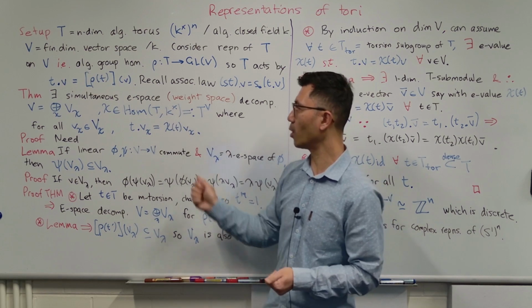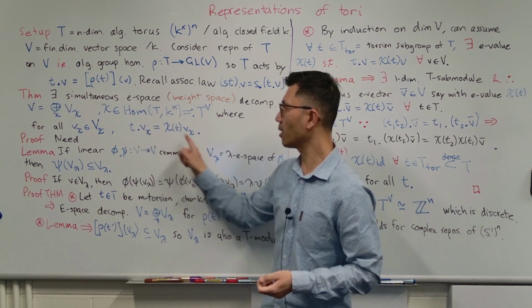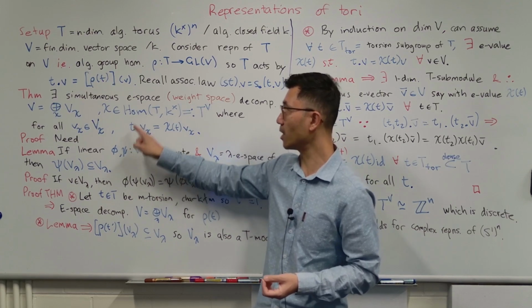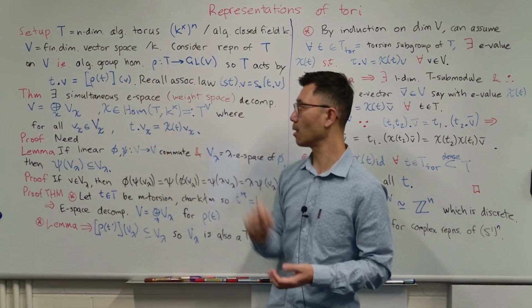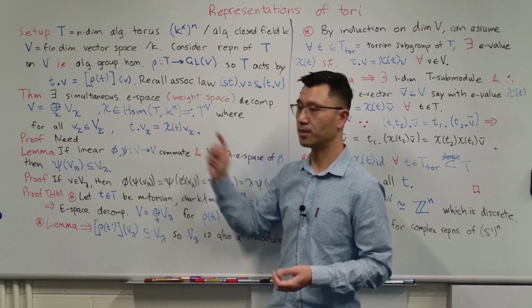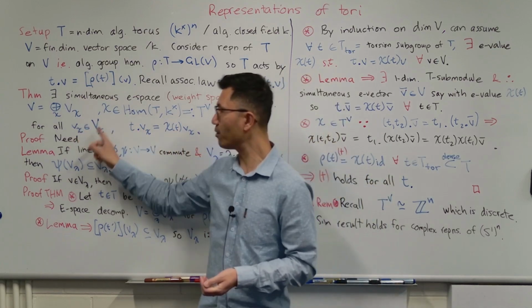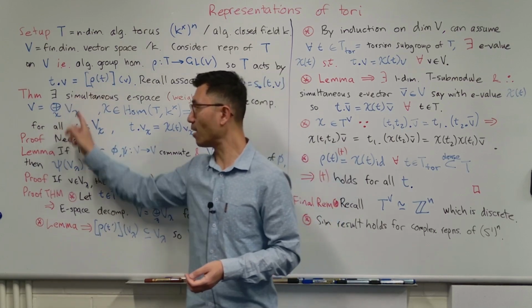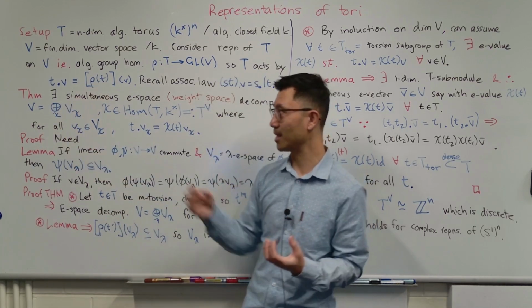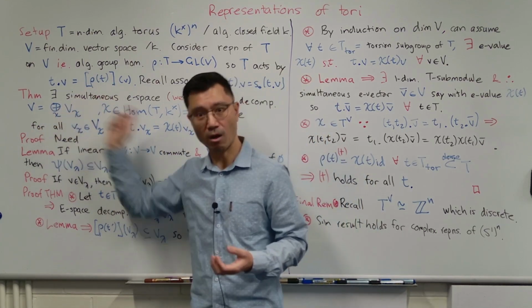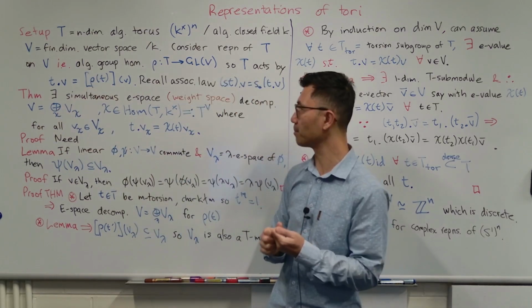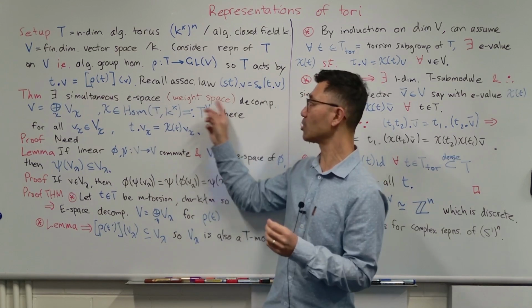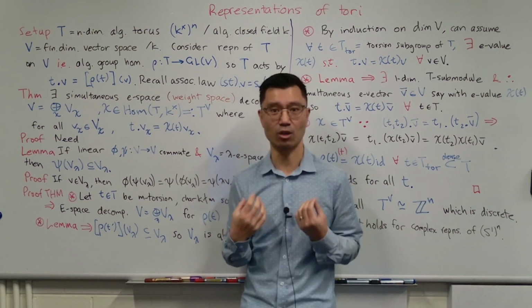In other words, this V chi is either 0 or it's going to consist of eigenvectors of rho of t with eigenvalue chi of t. And this happens for every vector inside this V chi. You can find enough of these simultaneous eigenspaces that V is the direct sum of them. Often these chi's are also called weights, and so this is also called the weight space decomposition.